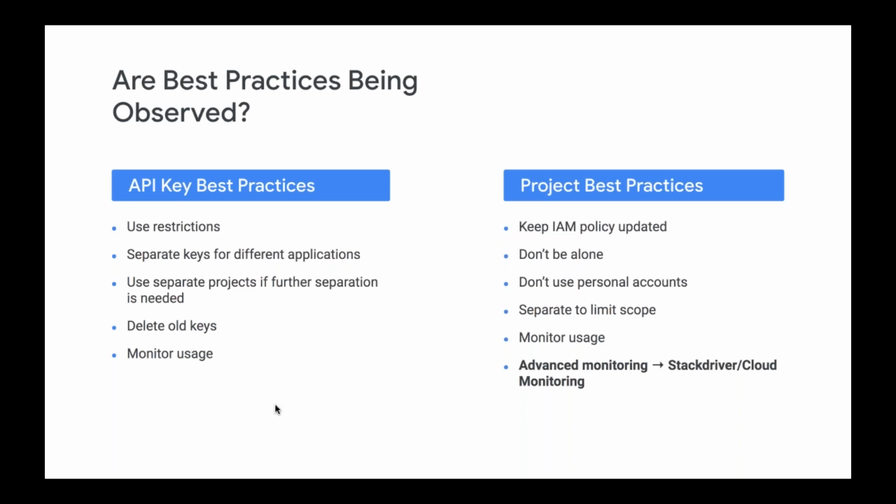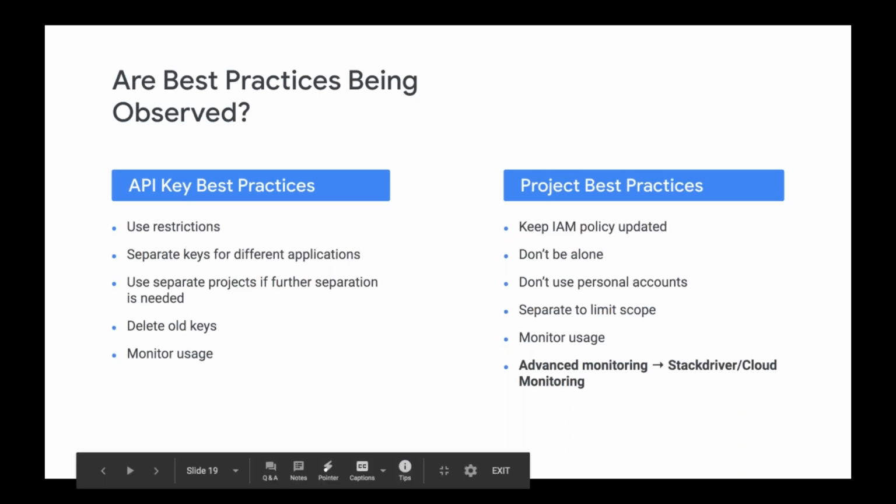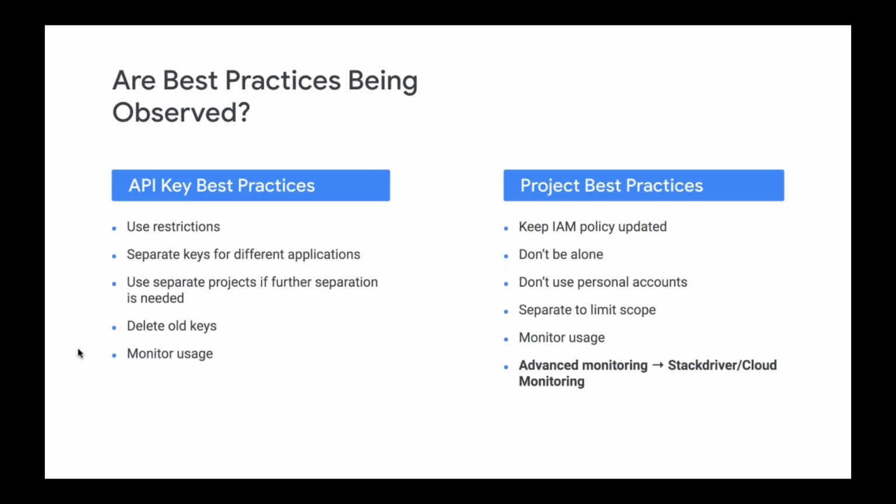And again, monitor usage. I know I've said it enough times already, but I can't emphasize the importance of that more, just because if you aren't paying attention, then you could get stuck with some expenses that you weren't expecting. And you can do that in a number of ways. Obviously, logging in manually and going to the billing or the APIs and services dashboard is one way to do it, but there is also advanced monitoring available via Stackdriver, now called Cloud Monitoring.